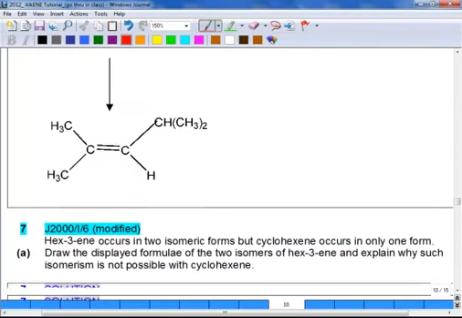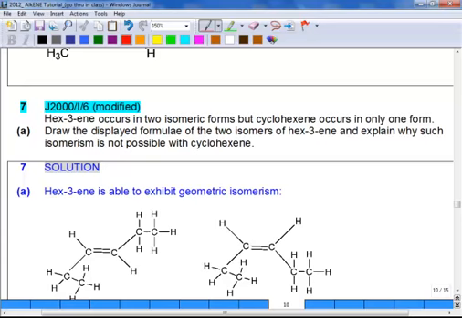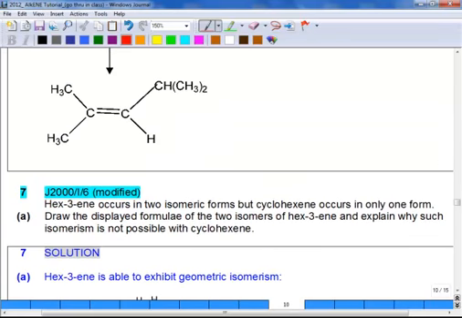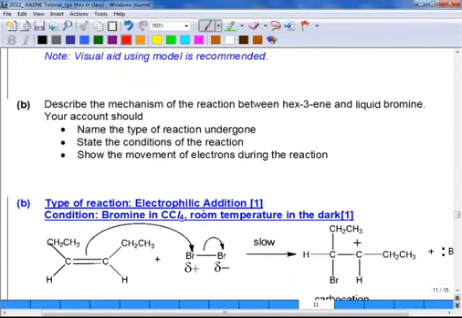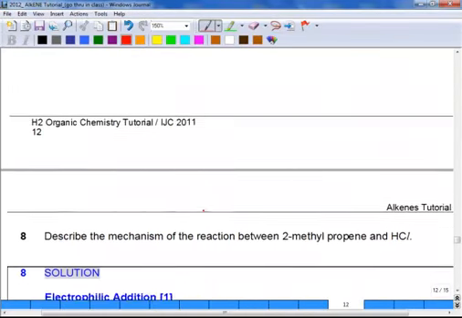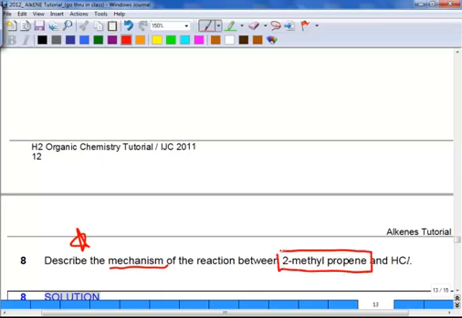Question 6. Okay, left with 3 questions, very fast only. Okay, class, I will move on to question 8. Okay, let's hang on. This mechanism, you need to know for mid-course. Describe the mechanism of the reaction between 2-methylpropene and HCl.